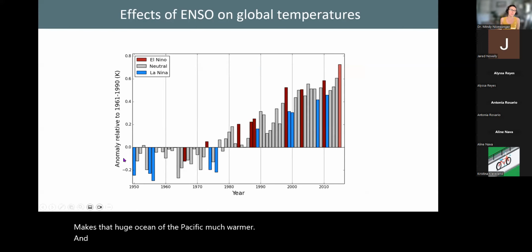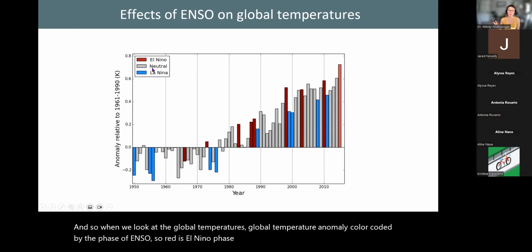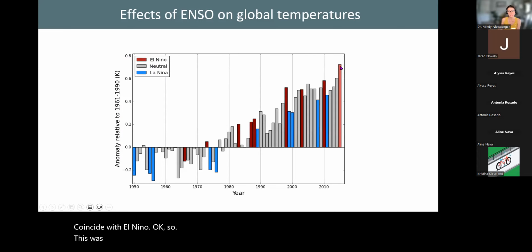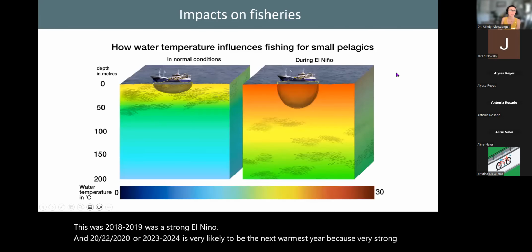And so when we look at the global temperature anomaly, color-coded by the phase of ENSO, red is El Nino phase, gray is the neutral or normal phase, and blue is La Nina phase. We can see that some of the warmest years on record coincide with El Nino. 2018, 2019 was a strong El Nino. And 2023, 2024 is very likely to be the next warmest year because of very strong ENSO.